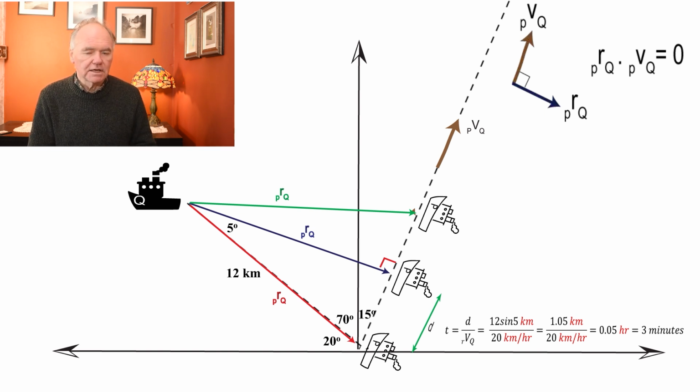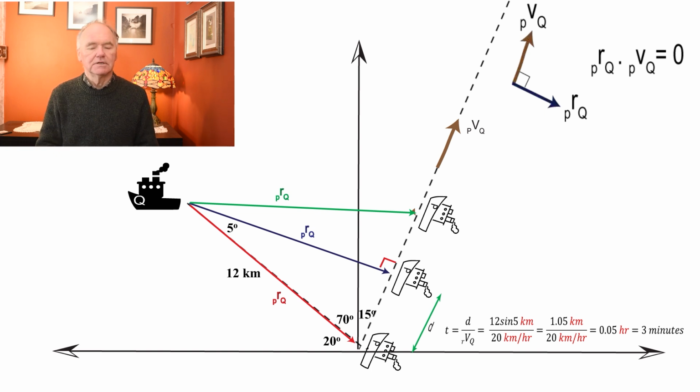But look very, very closely again. The blue vector is making a right angle with the velocity vector, the relative velocity vector. So our question is this then. How long does it take boat P to reach the point where its velocity vector makes a right angle with its position vector? How long does that take? Simple trigonometry. Time is equal to distance divided by speed, and the distance is 12 sin 5. The speed we're told is 20 kilometers per hour.